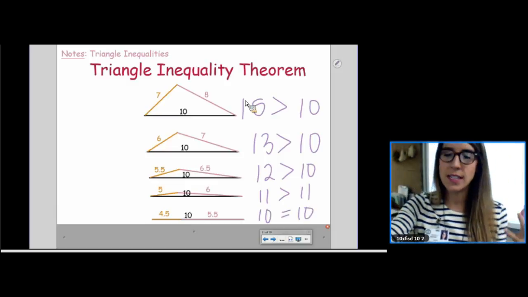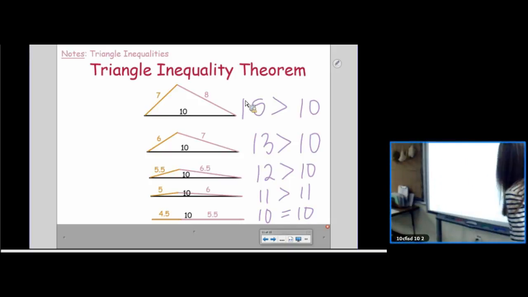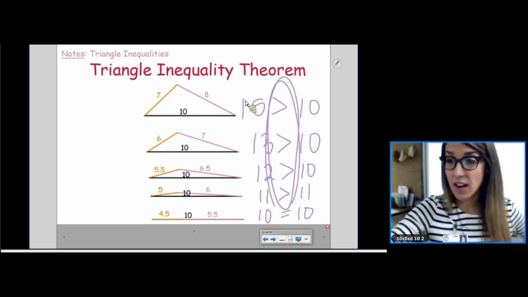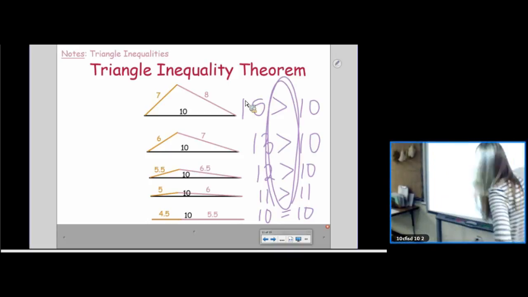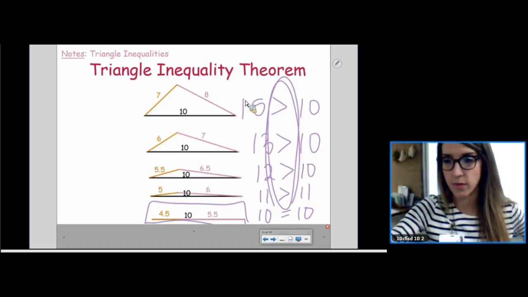So my conclusion is that when I add two sides of a triangle, the sum has to be greater than the third side, right? If it's not greater, if it's equal to, we do not have a triangle. This is not a triangle. That is a segment. That's the drawbridge right there, okay?